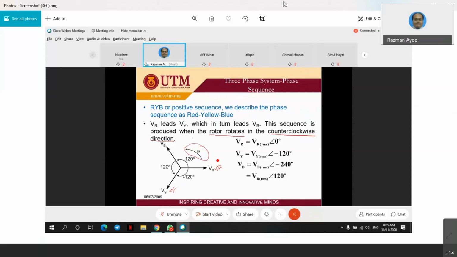It's okay. It's the same, as long as you said that VY is negative 120 and VB is negative 240. Oh, okay. So does this direction matter? Doesn't matter, as long as you show that VY is the downward and VB is the upper side. Okay.